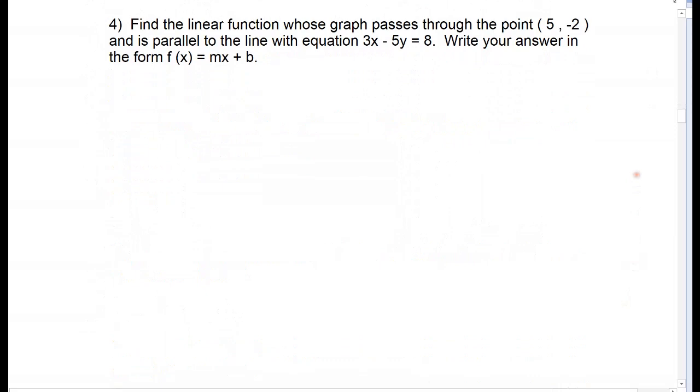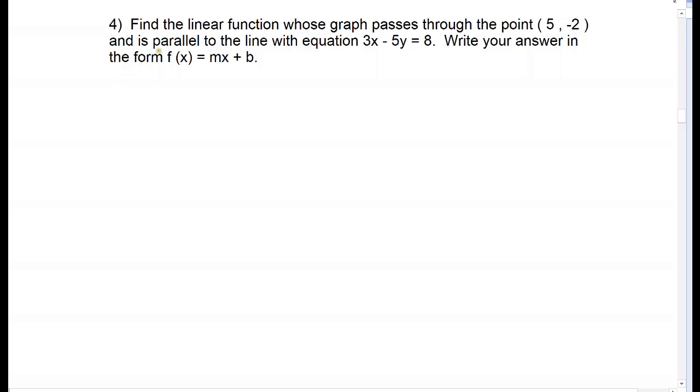Alright, now solving equations, finding linear equations. So the first one is find the linear function whose graph passes through the point (5, -2), and is parallel to the equation 3x minus 5y equals 8. Write your answer in the form of a function, linear function, which is y equals mx plus b.